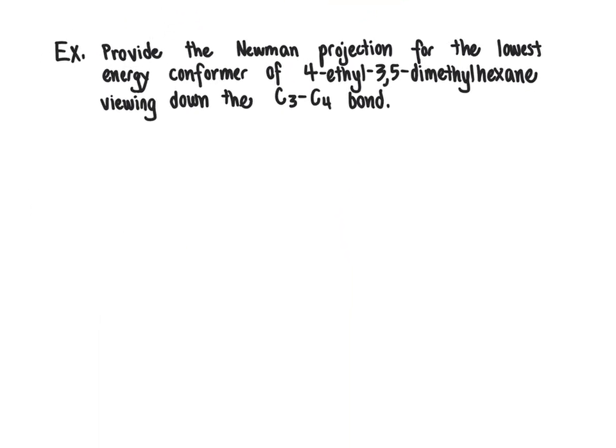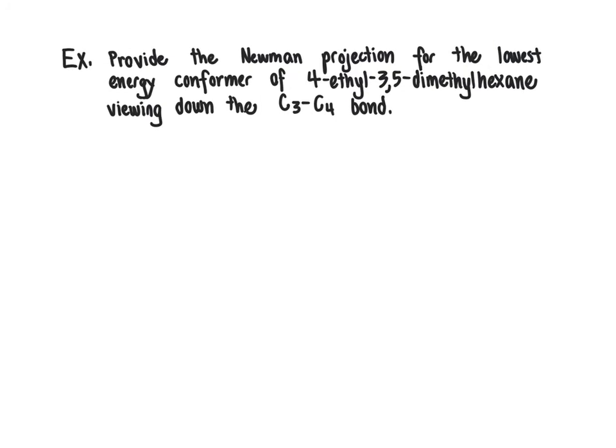Our next example problem is going to be to provide the Newman projection for the lowest energy conformer of 4-ethyl-3,5-dimethylhexane, viewing down the C3 to C4 bond as our frame of reference.